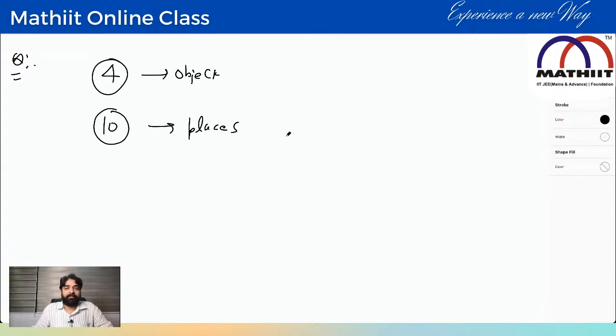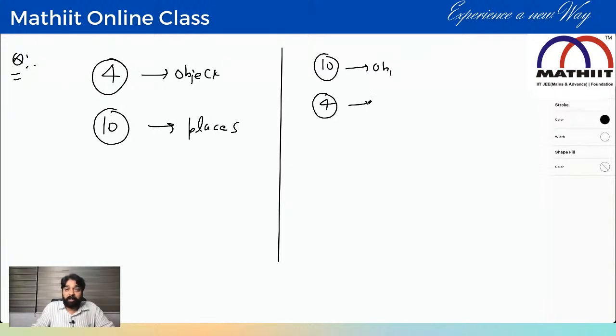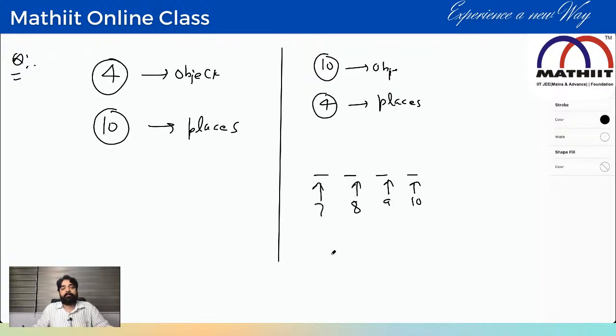Think carefully why. First, let's do the previous question first, manually: 10 objects, 4 places. Very important point, please listen carefully. 4 places, 1, 2, 3, 4. This place can be filled in 10 ways, this place in 9 ways, this place in 8 ways, this place in 7. Correct? Because every place will be filled. So the answer will be 10 into 9 into 8 into 7. I'm not writing the full answer.